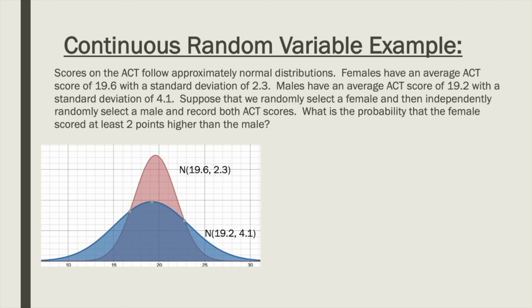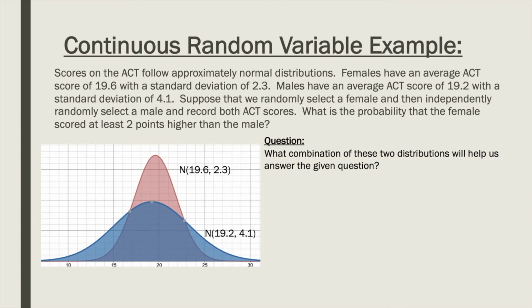So here you can see those individual normal distributions. You can see the reddish colored one is the distribution of female ACT scores, and the blue one is the distribution of male ACT scores. The distributions of female and male ACT scores have a very similar mean, but the standard deviations are way different. The male scores tend to be more spread out with a higher standard deviation. So let's think about how we would answer the question, what is the probability that the female scored at least 2 points higher than the male?